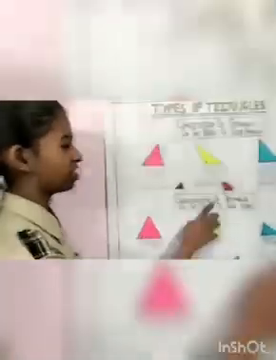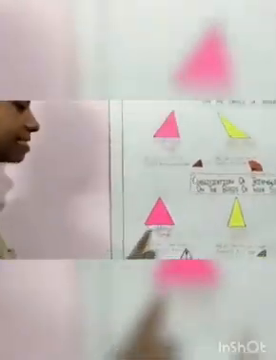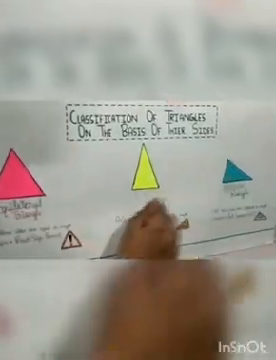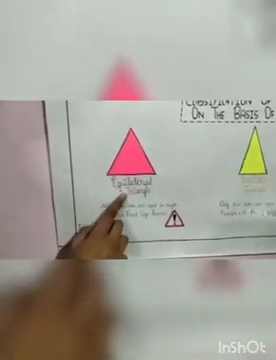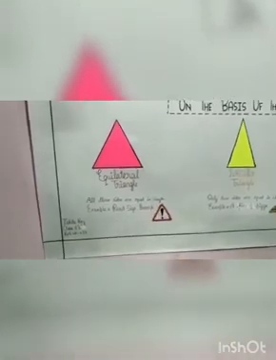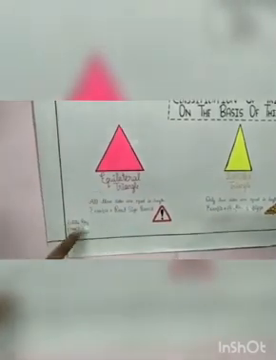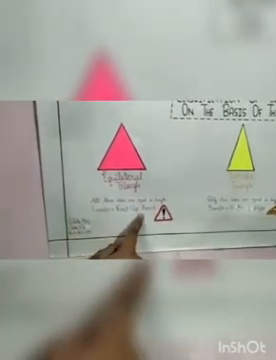Now I will explain to you about classification of triangles on the basis of their sides. In this there are equilateral triangle, isosceles triangle, scalene triangle. In equilateral triangle, all 3 sides are equal in their length. You know that in triangle there are 3 sides, so all 3 sides equal in their length is equilateral triangle. For example, a road signboard.